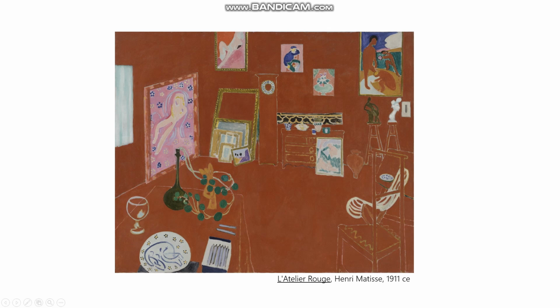Take a look at this just for a second. Look at this on the plate. That just really elegant brush painting reproduction that he does there. Atelier Rouge just means red room.